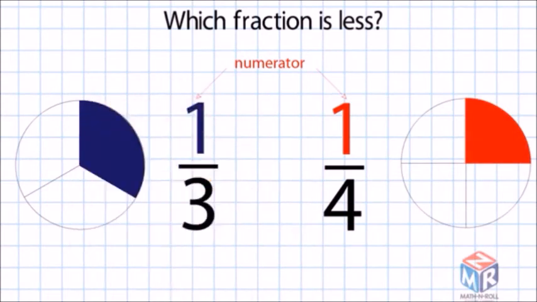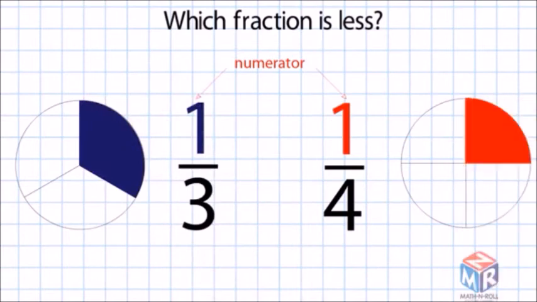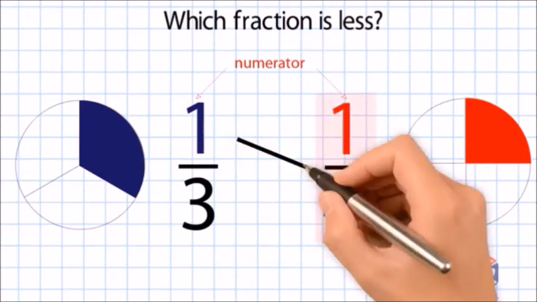Both shapes have one colored part, but the part in the second shape is smaller. This is because the second shape is sliced into 4 parts instead of 3. So, less of the second shape is colored. 1 over 4 is less than 1 over 3.